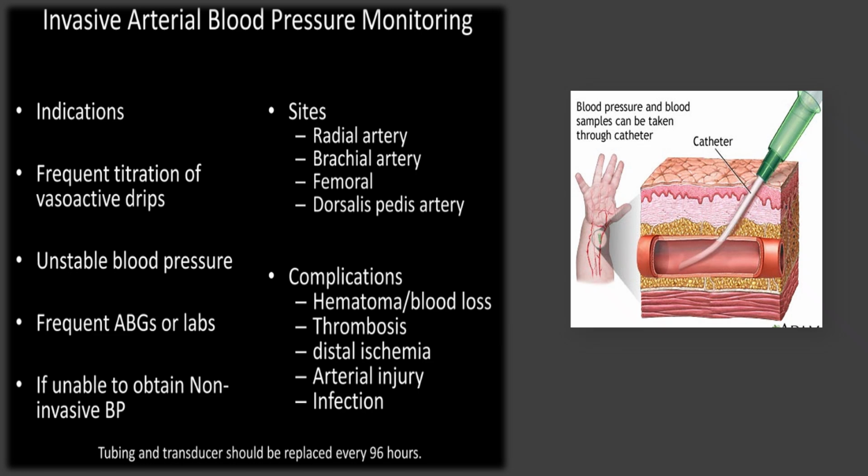And with an art line, there are various indications, such as frequent titration of vasoactive drips, so patients who have acute decompensated heart failure, patients who have had cardiac surgery, patients who are very hypotensive or hemodynamically unstable, and in patients where there are so many issues going on that we are unable to get an accurate non-invasive blood pressure. And most of the time, the arterial line is going to be placed in either the radial or the femoral artery. However, you can see it utilized in the brachial as well as the dorsalis pedis artery.